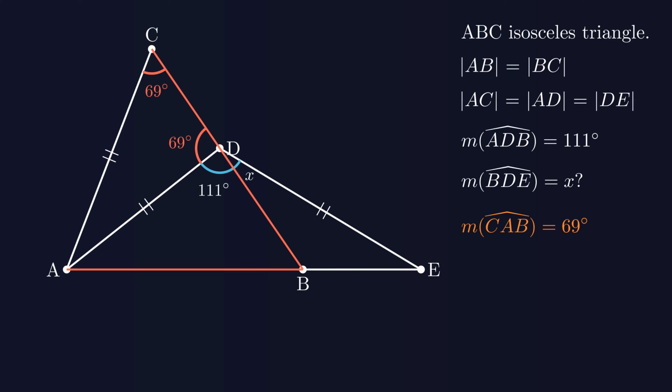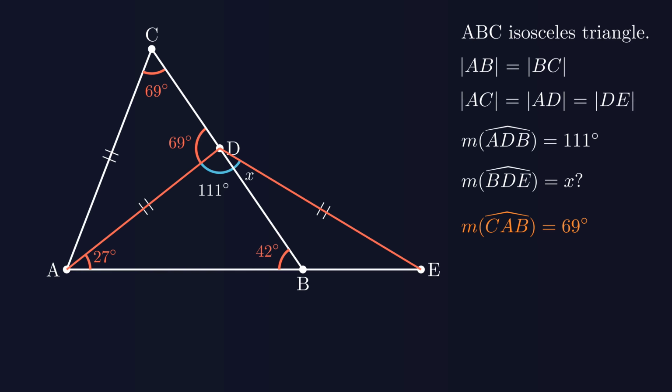So what's left for angle B? 69 plus 69 is 138, which means angle B must be 42 degrees. Nice. Now, on one side we have 111 degrees, and on the other side 42. So what's left for the third angle? That would be 27 degrees.